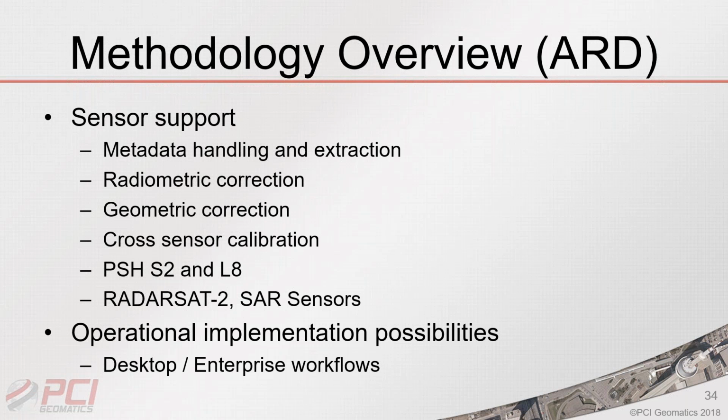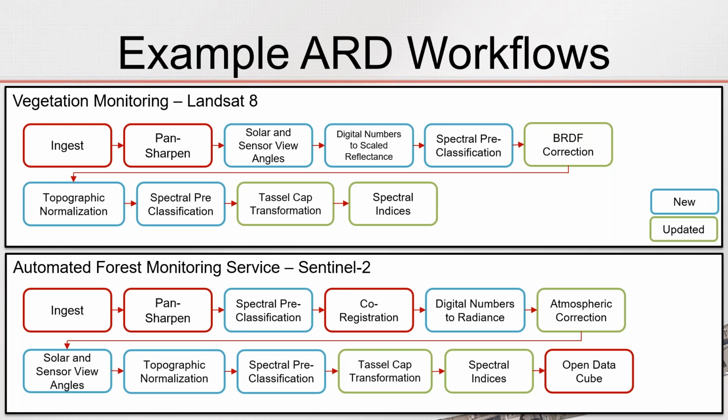This is a little bit more of a detailed workflow that shows some of those new algorithms that I just mentioned. So BRDF correction, topographic normalization, solar view. The blue boxes are all new algorithms that we've added in, and the green ones are ones that we've improved within our software. And these are going to allow you to run analysis-ready data workflows for, as we're showing here, Landsat 8 and Sentinel-2. And that's where we're focusing right now.